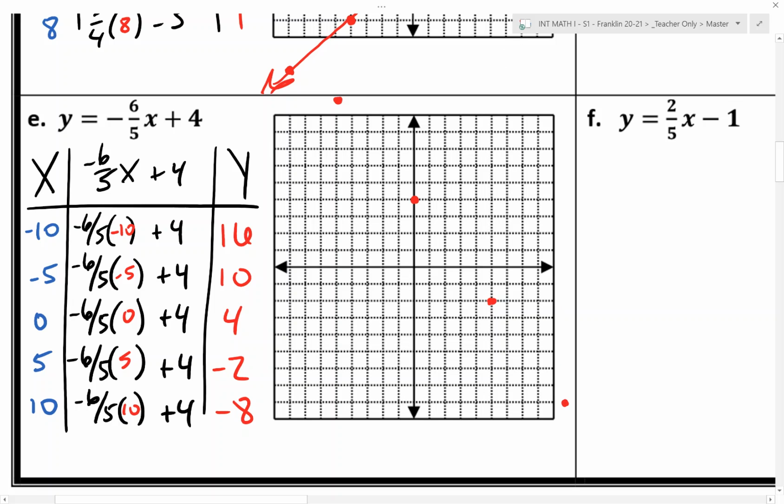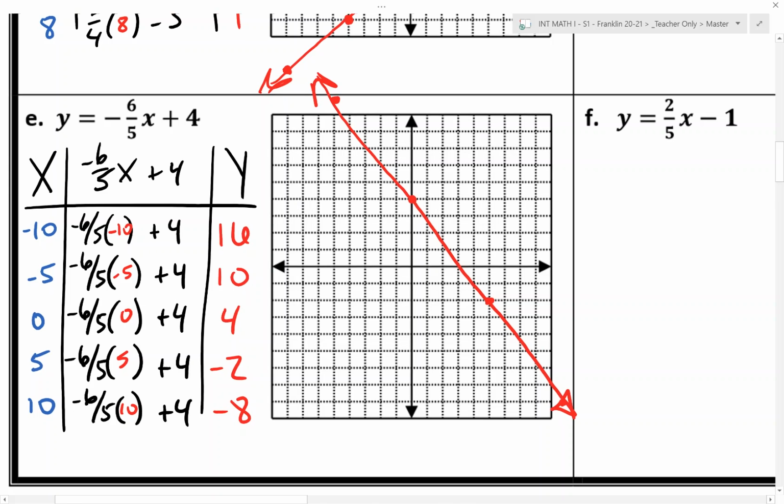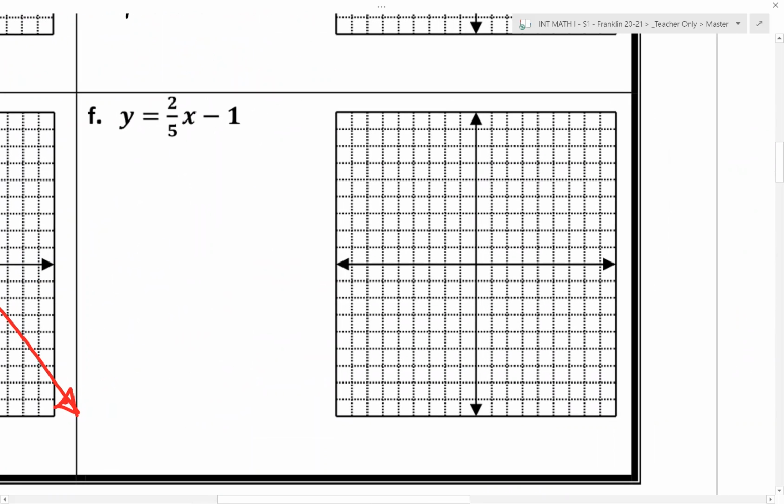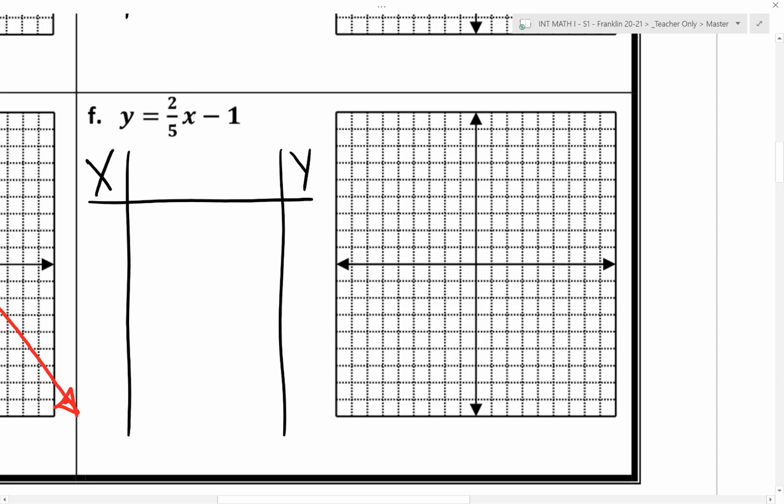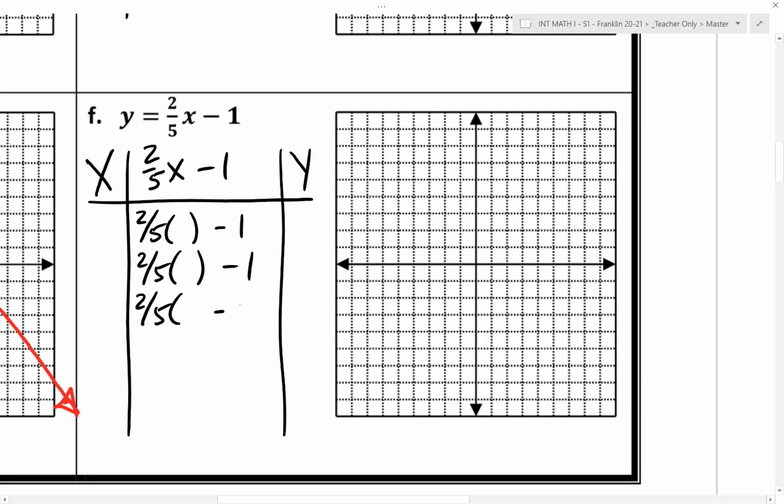I feel comfortable. So these are pretty spread out. That's okay. Just do your best to make the line look nice. They are in a straight line, though, so we did it right. Okay, last one. Let's make the chart here. 2/5 x minus 1. So another denominator of 5. That's okay. We know what to do with that.